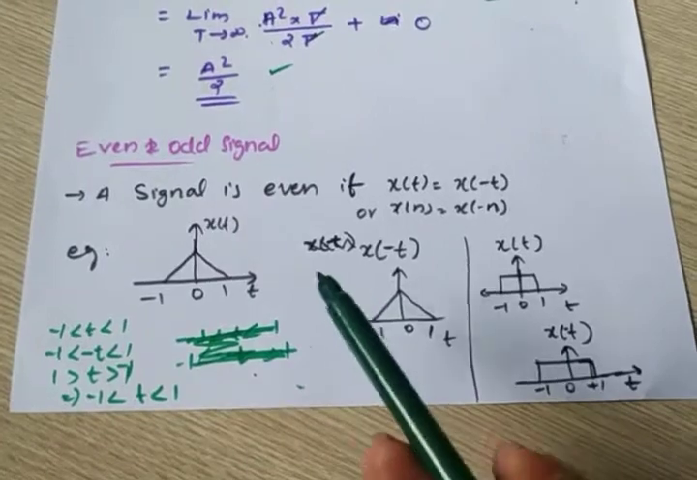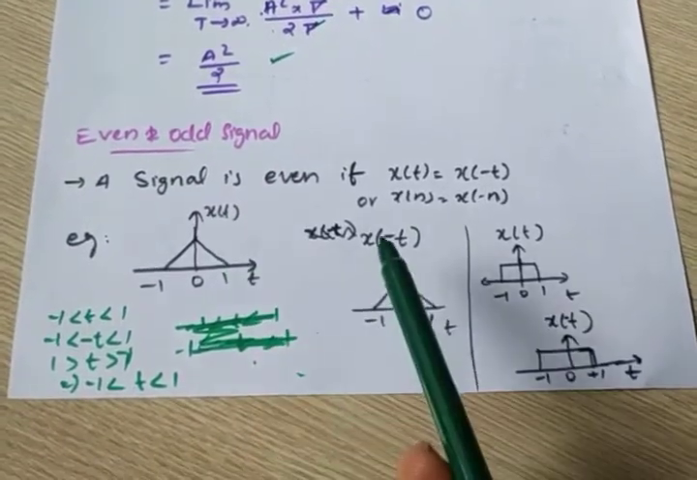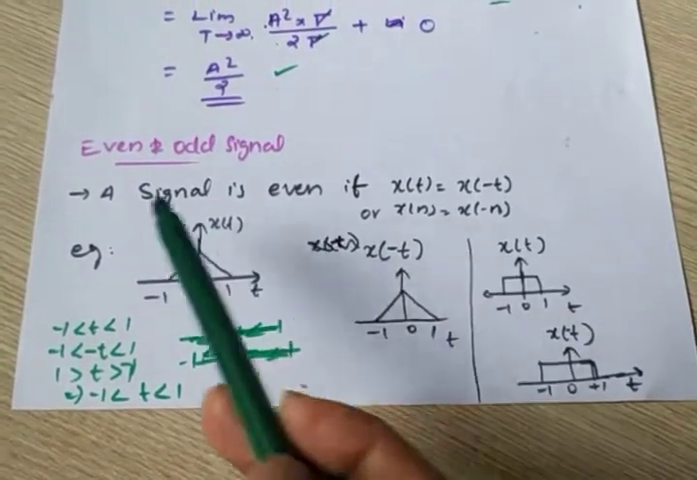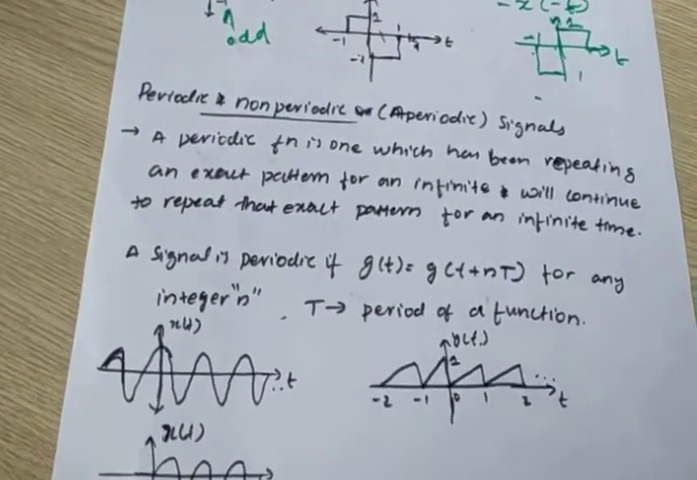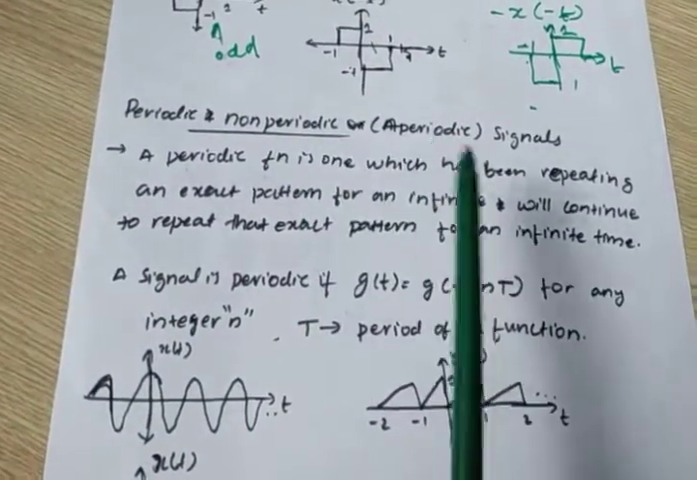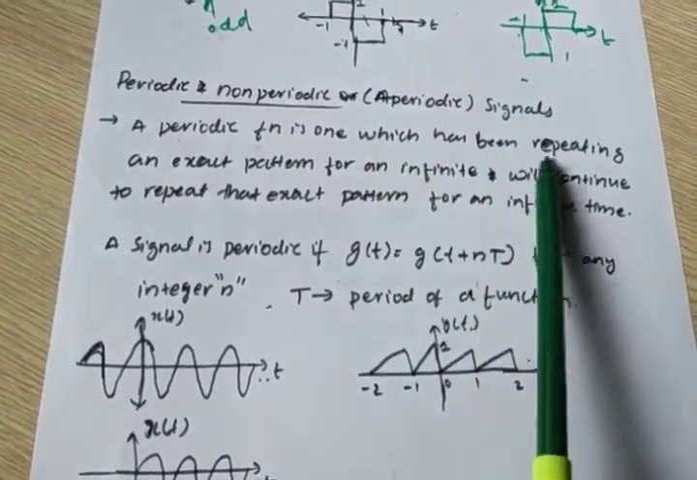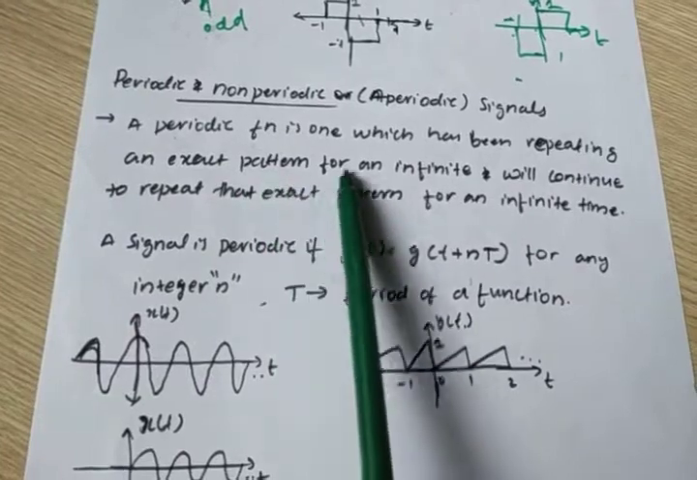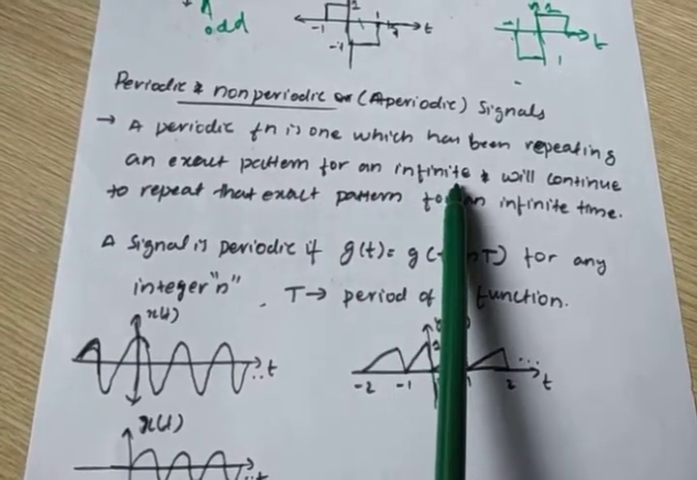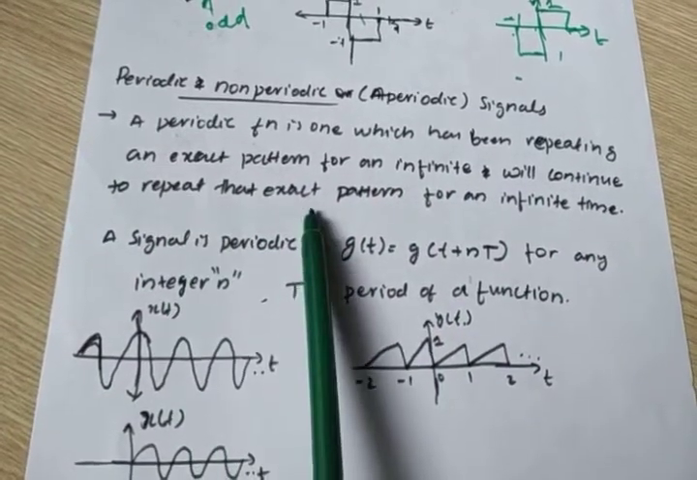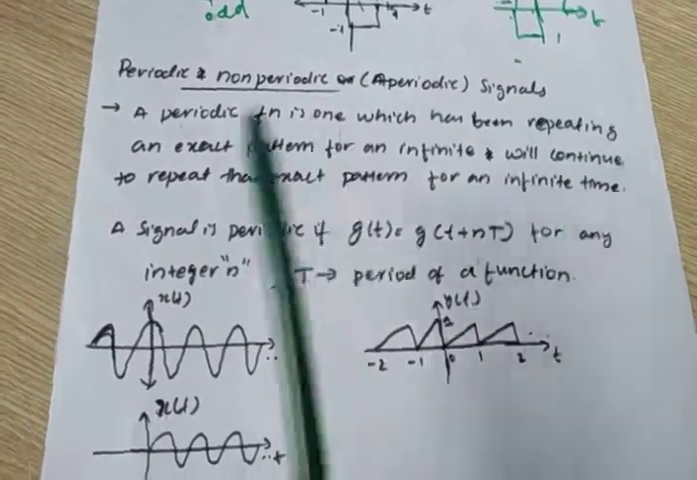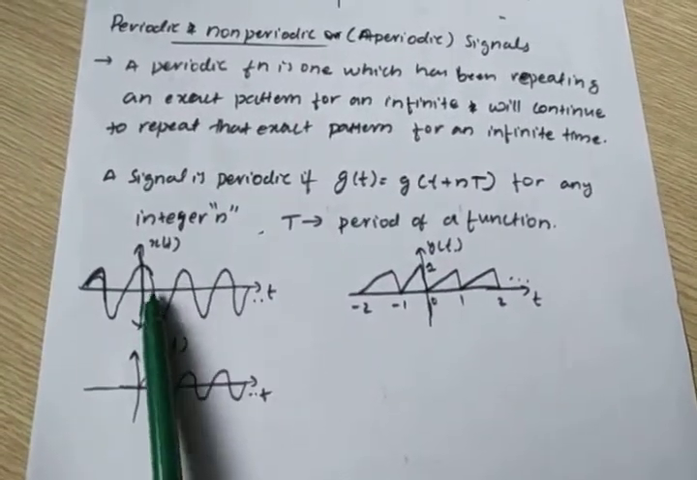So here x of t, you take x of minus t. If both are equal, then you can say that it is an even signal. Okay. So next is periodic and non-periodic, or aperiodic signal. A periodic function is one which has been repeating an exact pattern for an infinite time, and it will continue to repeat that exact pattern for an infinite time. That means this is a periodic signal.